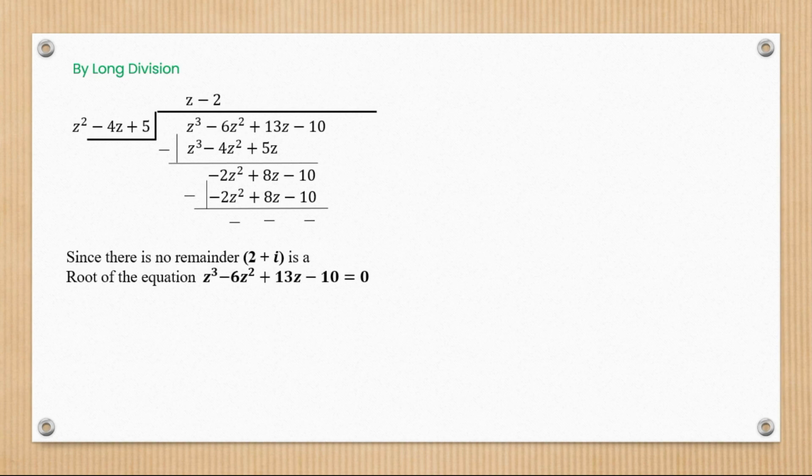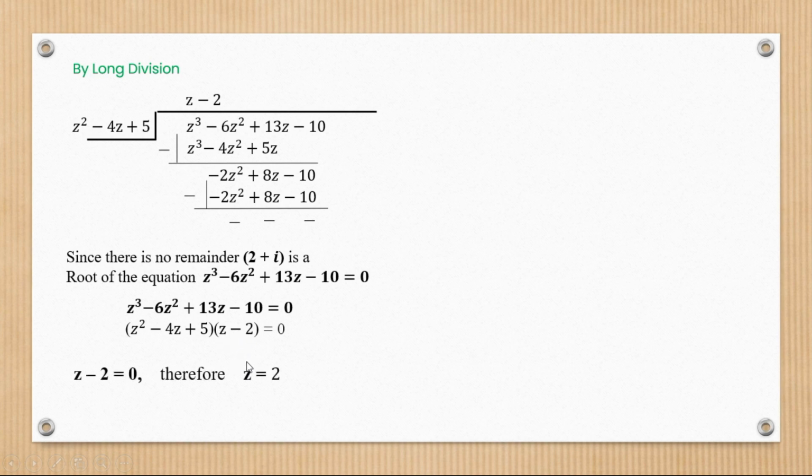So since there is no remainder, we can see that clearly 2 plus i is the root of the equation. So now that we have our equation here, we can see that the two factors multiplying themselves can be substituted in, and then we have that. So now we can look at the factor we just derived to find the other value of z. So we can see that if z minus 2 is equal to 0, therefore it means that z is equal to 2. So the roots are z is equal to 2, z is equal to 2 plus or minus i. So these are the three different roots that exist for this cubic equation.